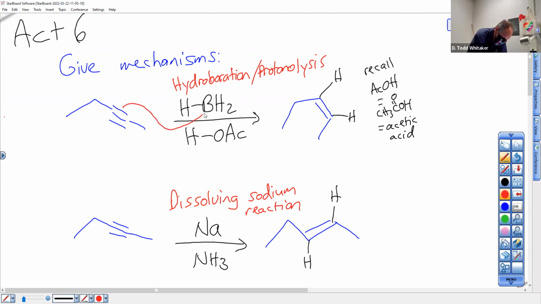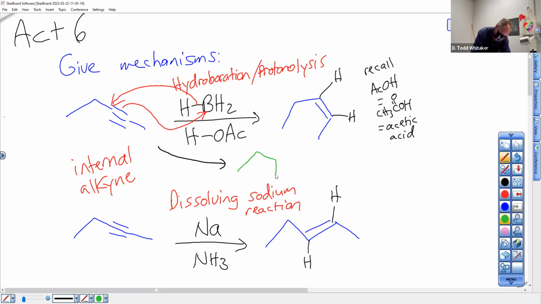And you usually say, bring the hydrogen back to the more substituted carbon. Well, ladies and gentlemen, an internal alkyne doesn't have a more substituted carbon. So it doesn't matter which carbon you come back to. I don't care. Pick one right there. Only one intermediate is needed here. Here it is. Still have one pi. You got a new H and BH2.